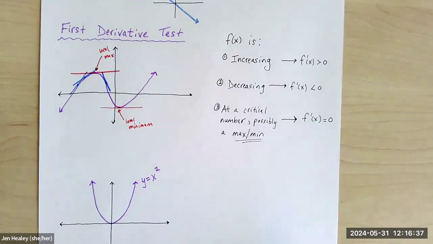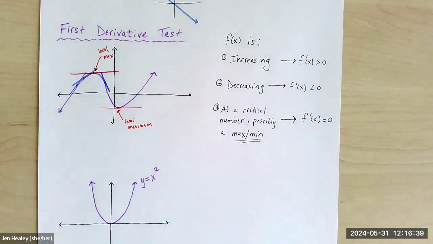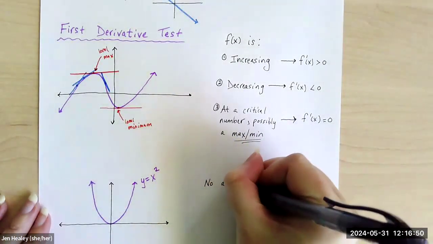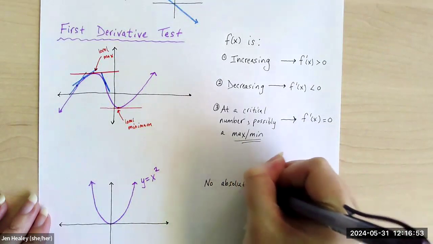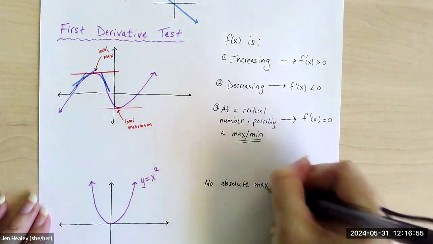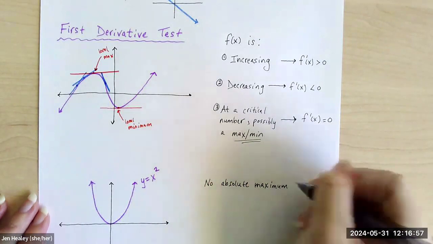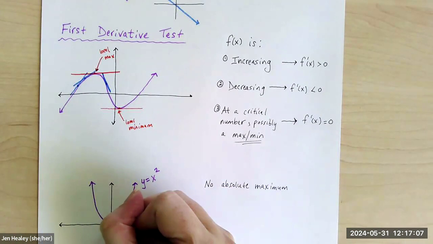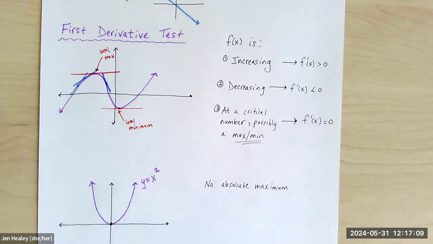Here's a familiar function. Y is equal to x squared. Okay. I put arrows on the ends. So this one does not have an absolute maximum. Does it have an absolute minimum? Yeah, it does have an absolute minimum. This graph is never going to go lower than 0.